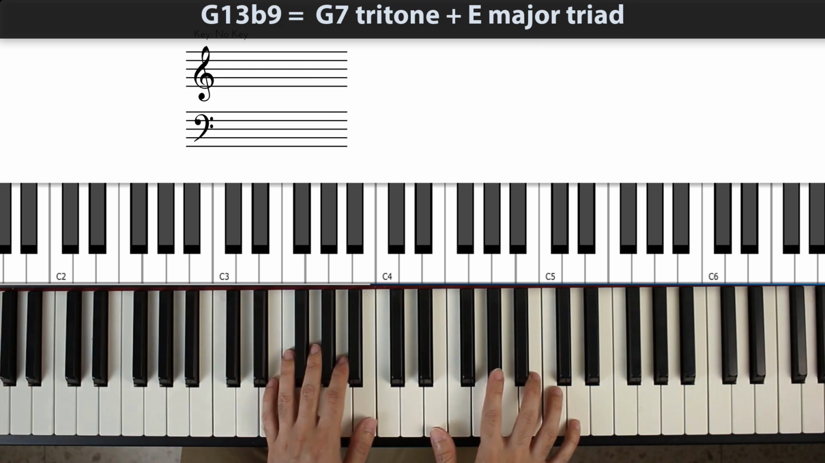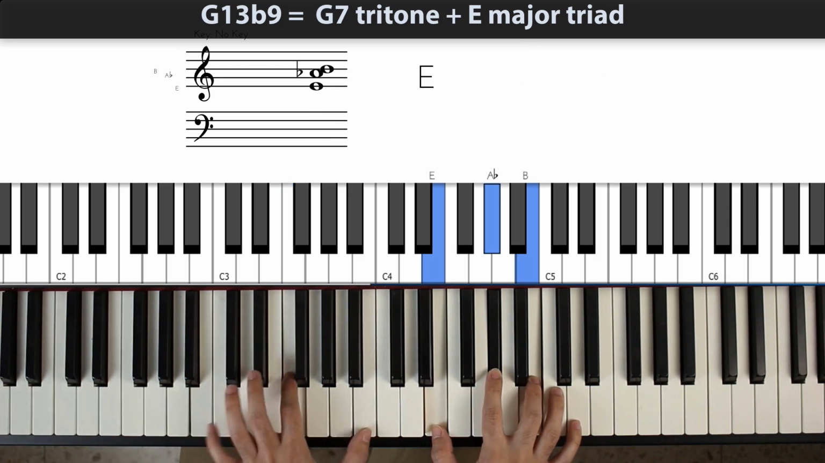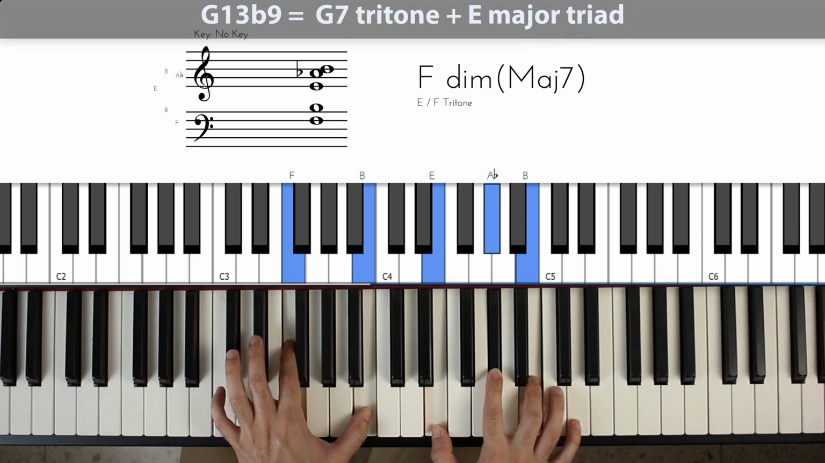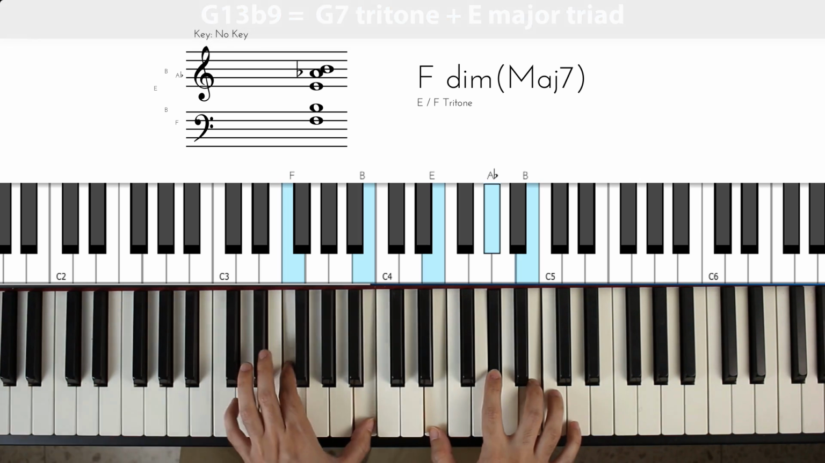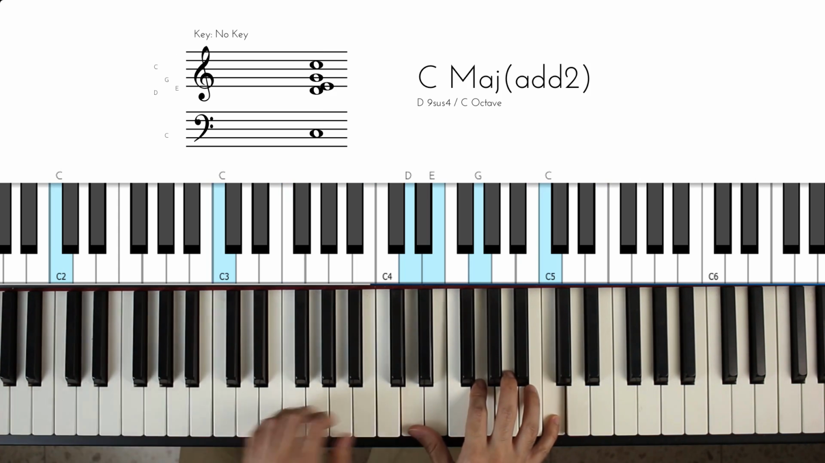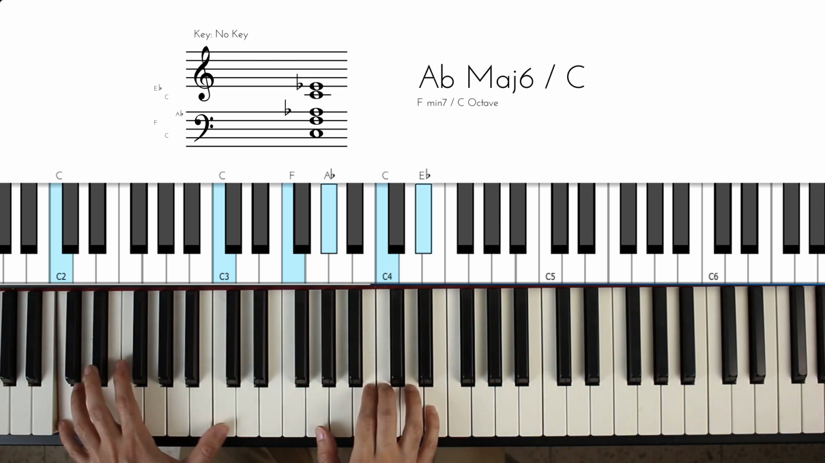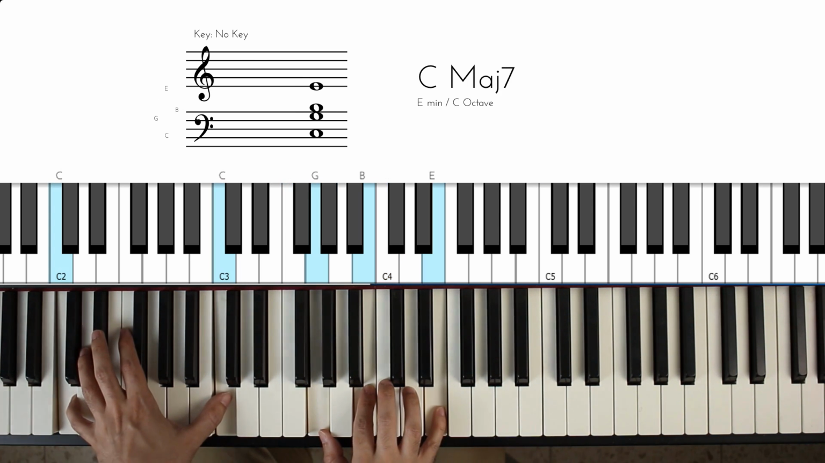What I played was actually just an inversion of this. This is the same tritone voicing for the G dominant 7, just inverted, and here's my E major in the right hand. And that's it.